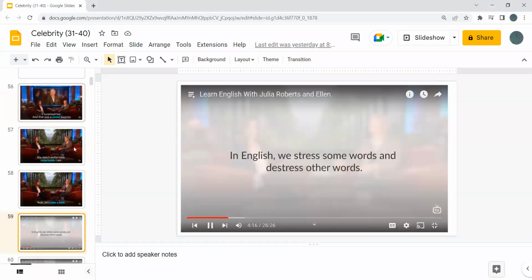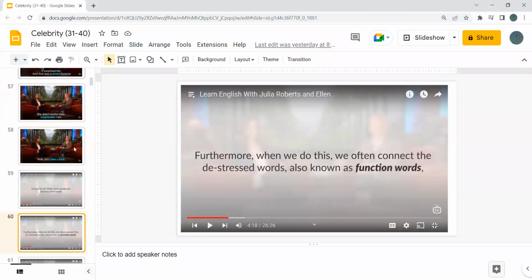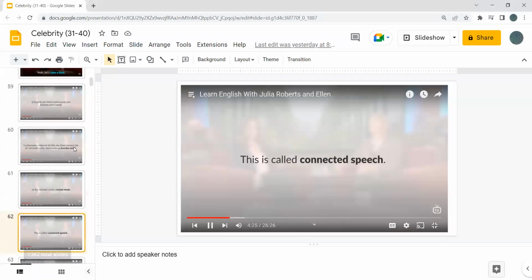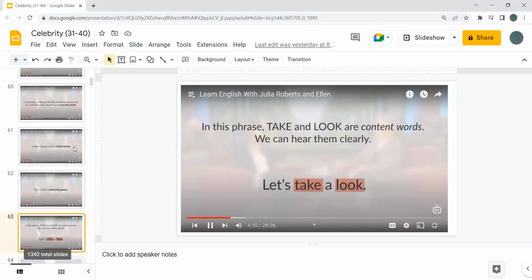In English, we stress some words and destress other words. Furthermore, when we do this, we often connect the destressed words, also known as function words, to the stressed words, content words. This is called connected speech. In this phrase, take a look, we can hear the content words clearly.